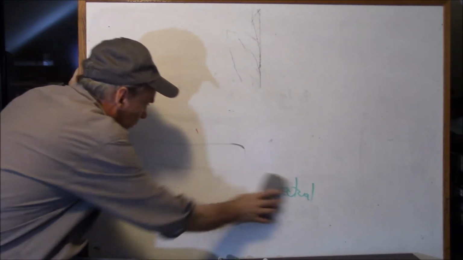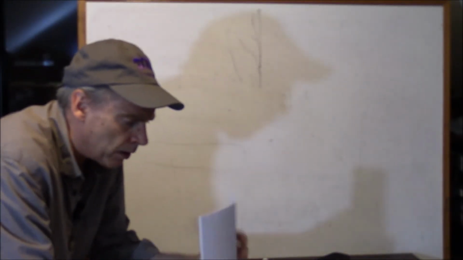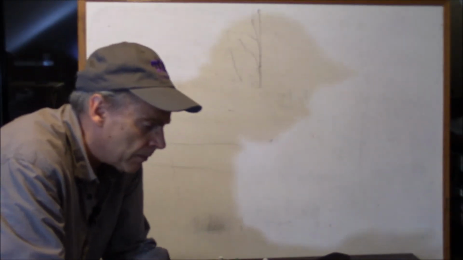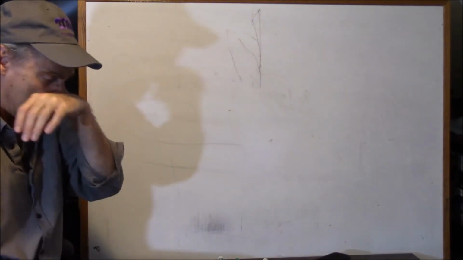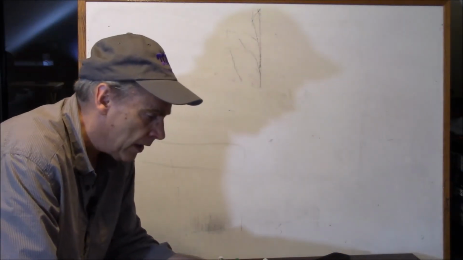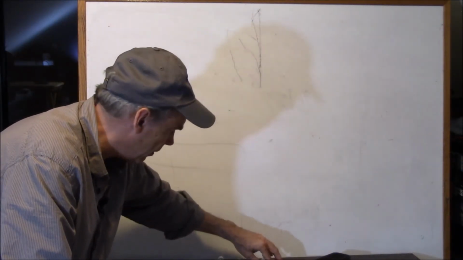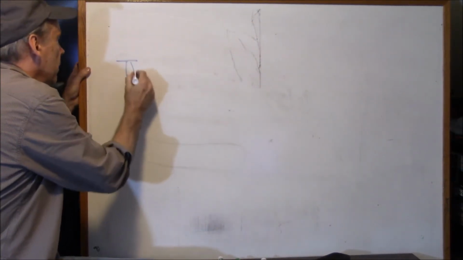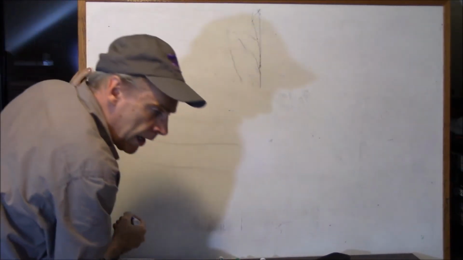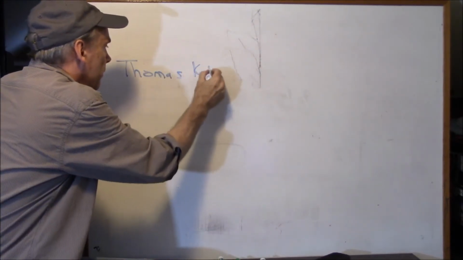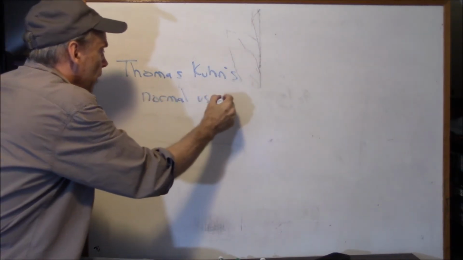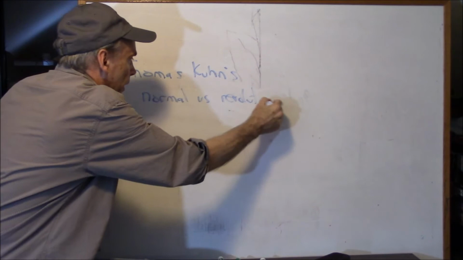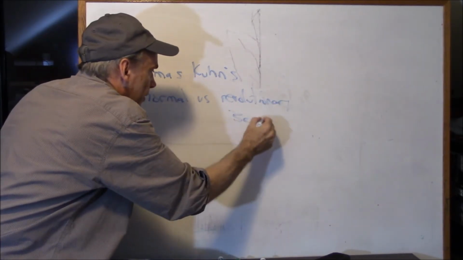This is the first thing we're going to do here that isn't just kind of definitional, that is saying something substantive about schools of thought. And it's Thomas Kuhn's normal versus revolutionary science.